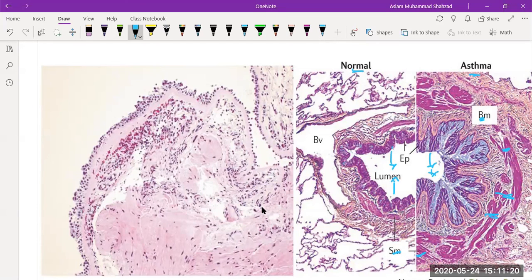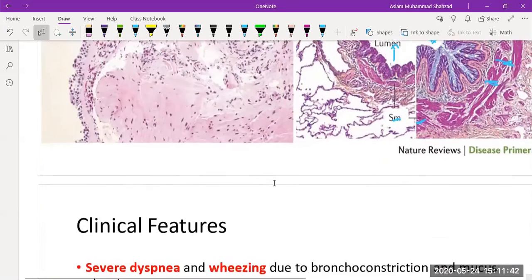If you take a look at this picture, it is a less magnified histopathology of a patient having asthma, and the picture is the same when we zoom in to see the details. That is why maybe you are unable to see what changes can be seen here. So I made this picture to elaborate for you.